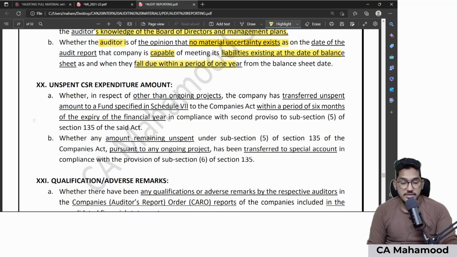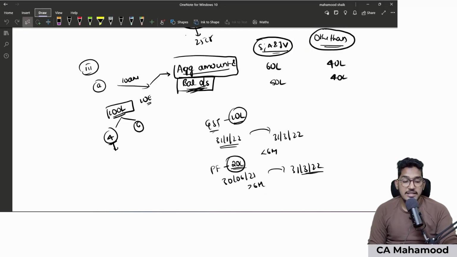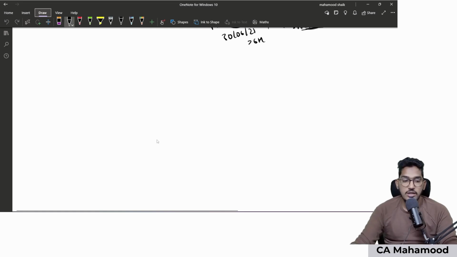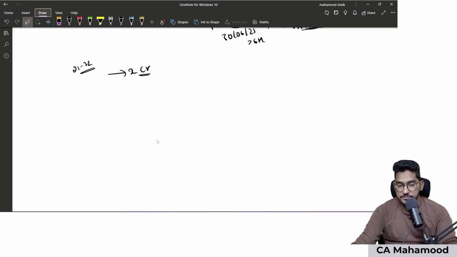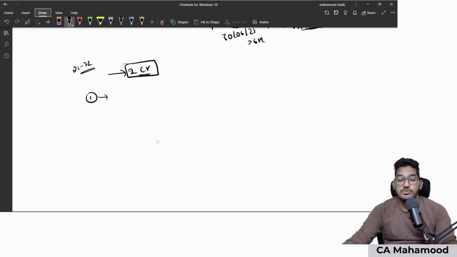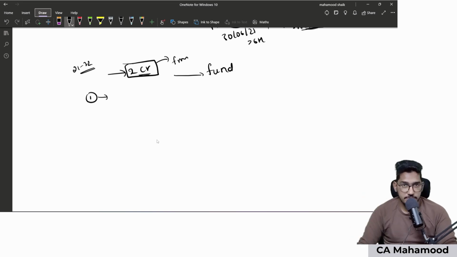Now the 20th point is regarding CSR expenditure. Let me try to summarize what they try to say here. Regarding CSR expenditure, they say two things. Assume the 21-22 financial year, the company is required to spend some CSR expenditure, assume 2% of average net profits of the last 3 years. That 2% comes to 2 crore rupees. In the first point, they ask me to check if the company is not able to plan how to spend this 2 crore rupees within 6 months from the end of the financial year, that amount is required to be transferred to the fund specified under Schedule 7.